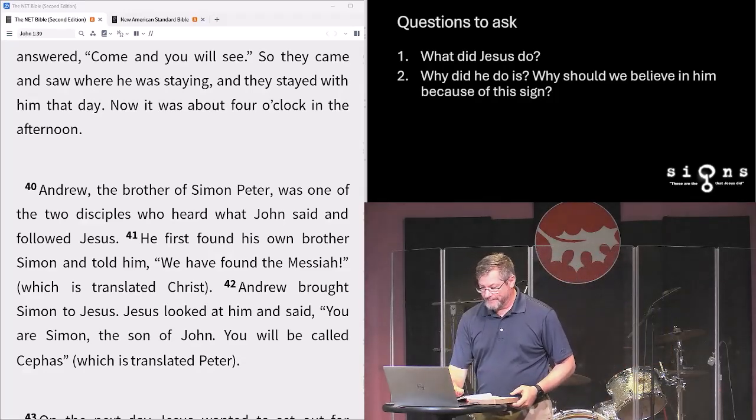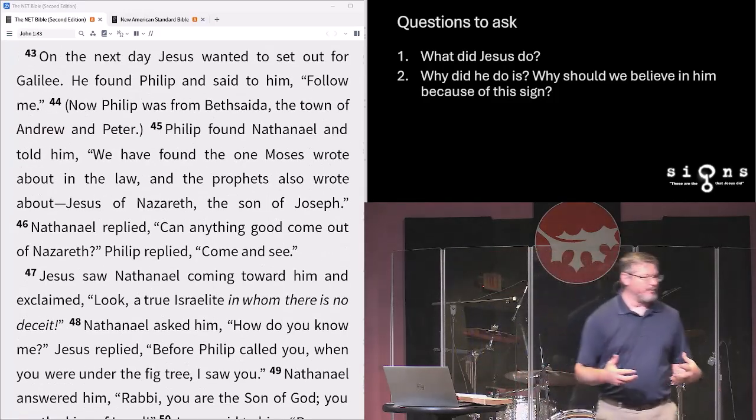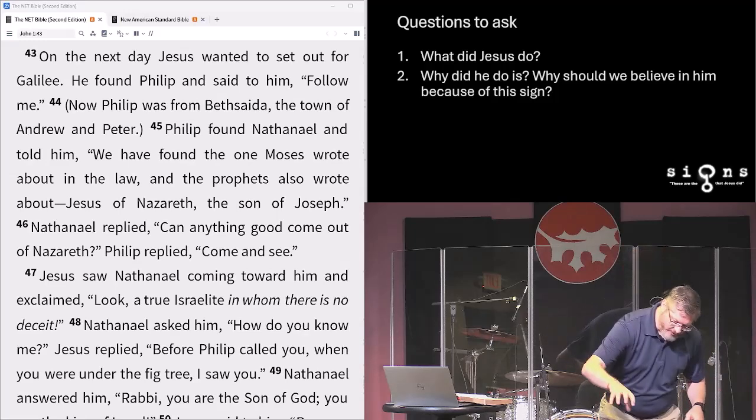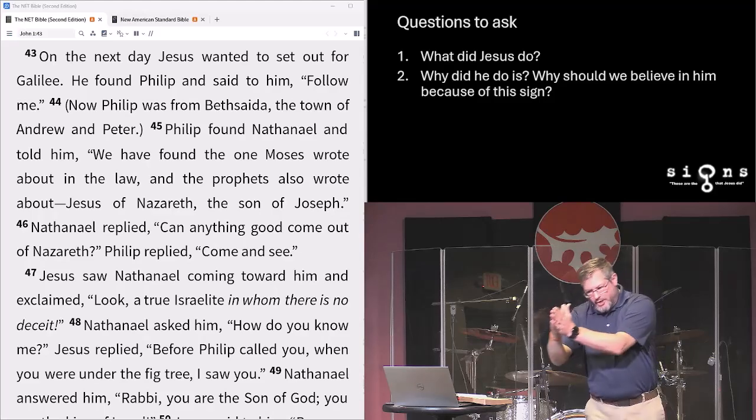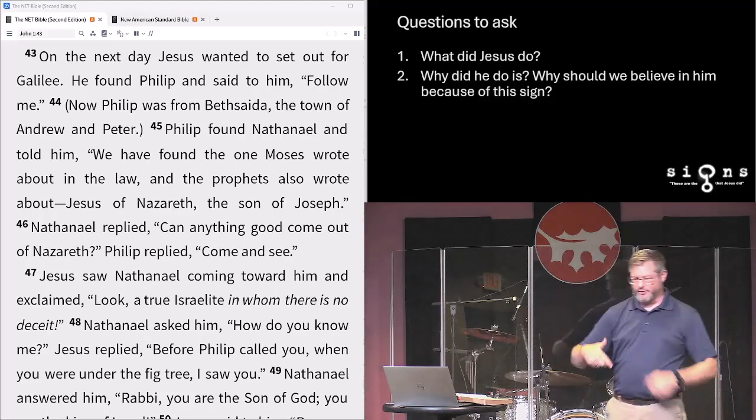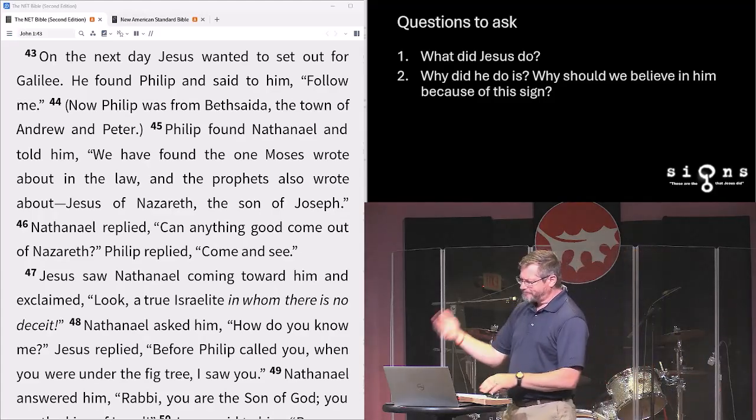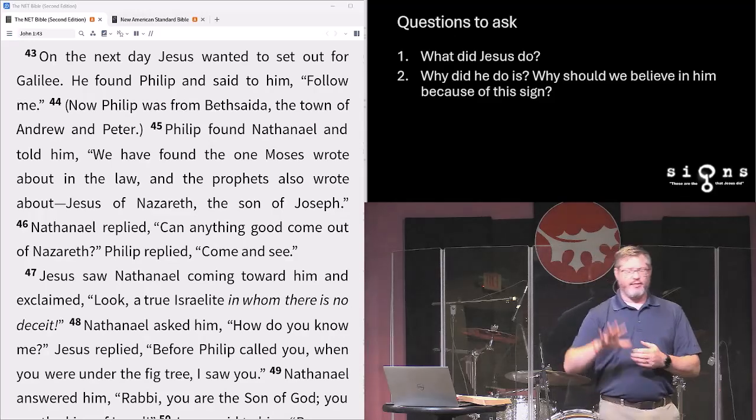On the next day, Jesus wanted to set out for Galilee. It takes a couple of days if you're walking to go from southern Israel up to northern Israel. So now we've got a couple of days. What I'm showing is that there is a week that has happened. By the time we get to chapter 2, we've got several days that are happening. He found Philip. Philip is number 4. Philip goes and finds Nathanael.